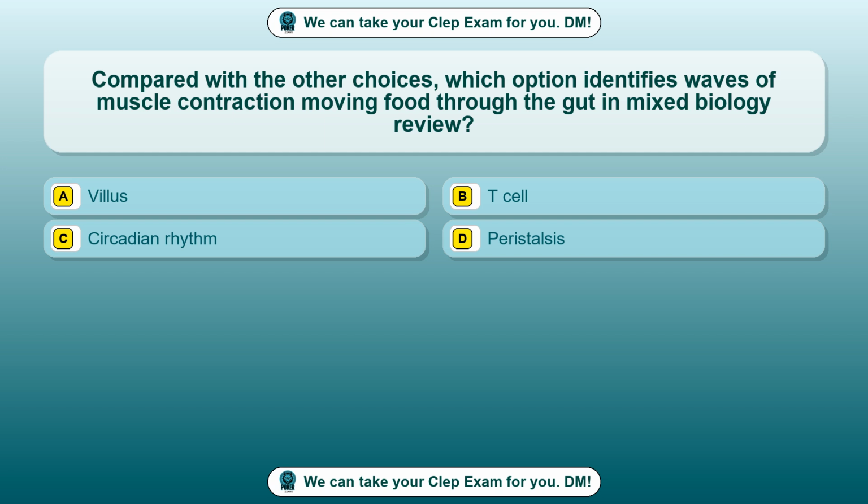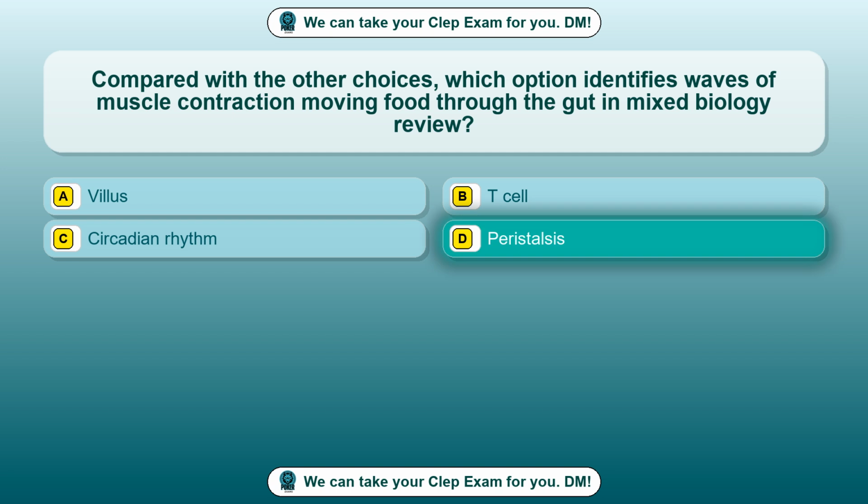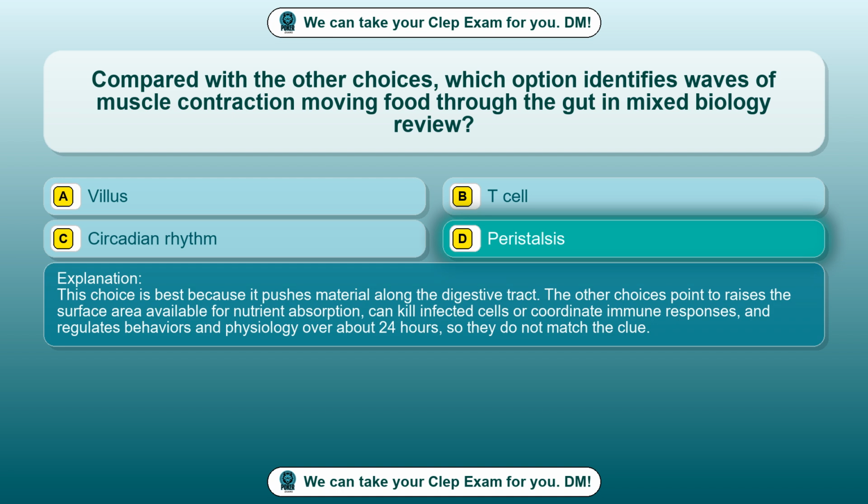Option A, villus. Option B, T-cell. Option C, circadian rhythm. Option D, peristalsis. The correct answer is option D, peristalsis. This choice is best because it pushes material along the digestive tract. The other choices point to raises the surface area available for nutrient absorption, can kill infected cells or coordinate immune responses, and regulates behaviors and physiology over about 24 hours, so they do not match the clue.